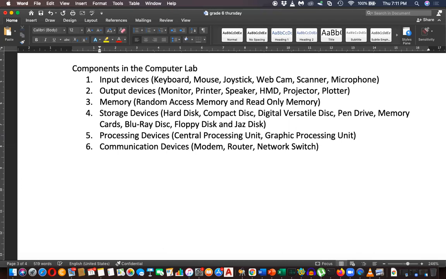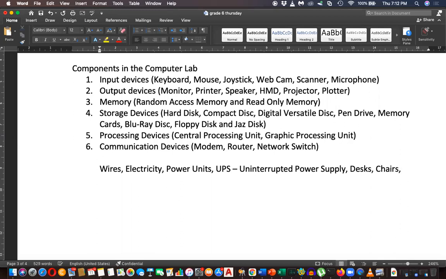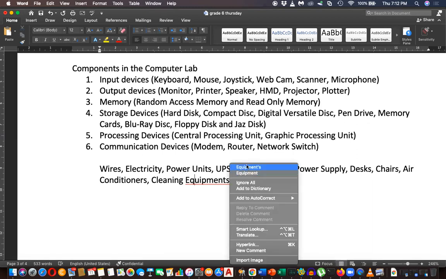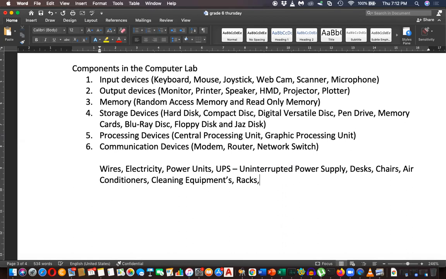And not only that, you have wires, electricity, power units, UPS or uninterrupted power supply, desks, chairs, air conditioners, cleaning equipment, racks.